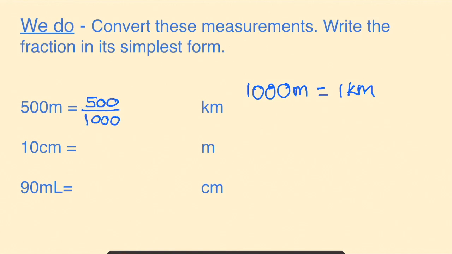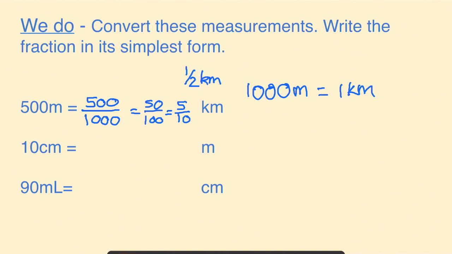500 divided by 1,000. Because we're talking about 500 meters out of a possible 1,000, because there are 1,000 meters in 1 kilometer. Or we can simplify that further down into 50 over 100. Or we could simplify it further down into 5 over 10. Or we could simplify it down into half a kilometer.